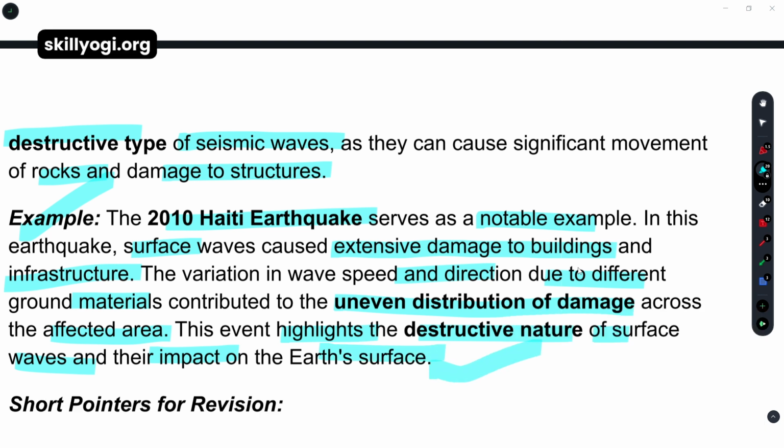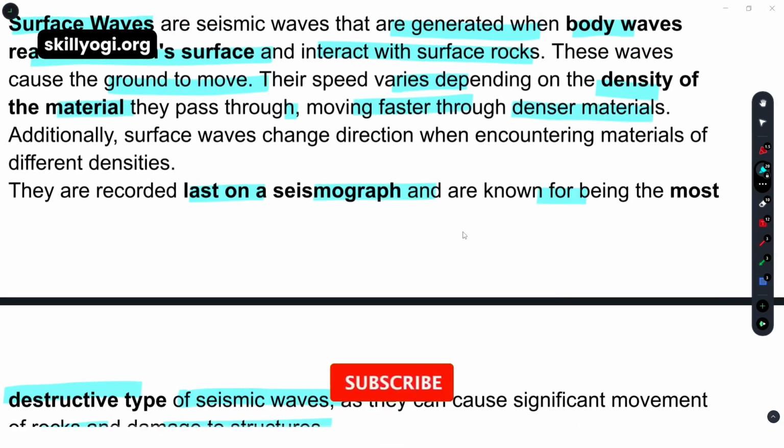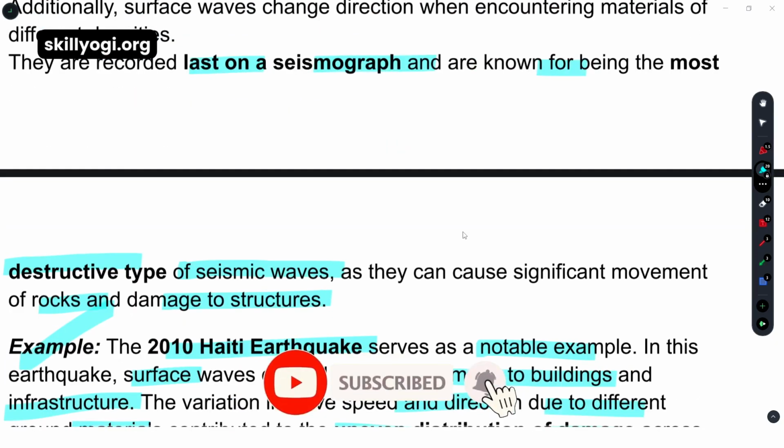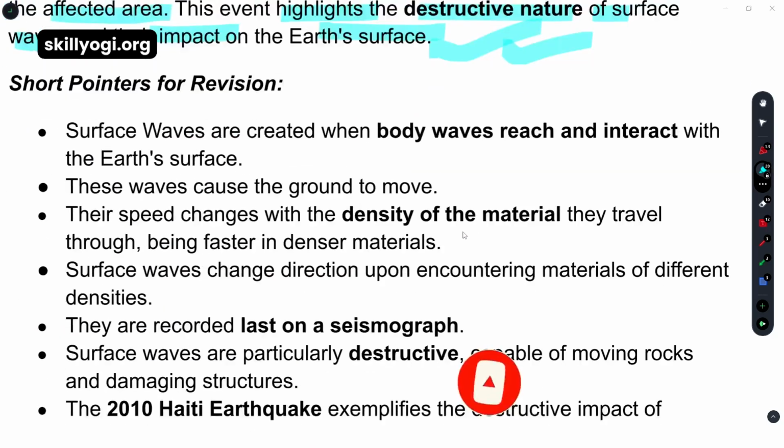So the body waves basically originate in the interior structure of the Earth, and the surface waves basically come in contact with the surface rocks. That is the basic difference between these two waves.